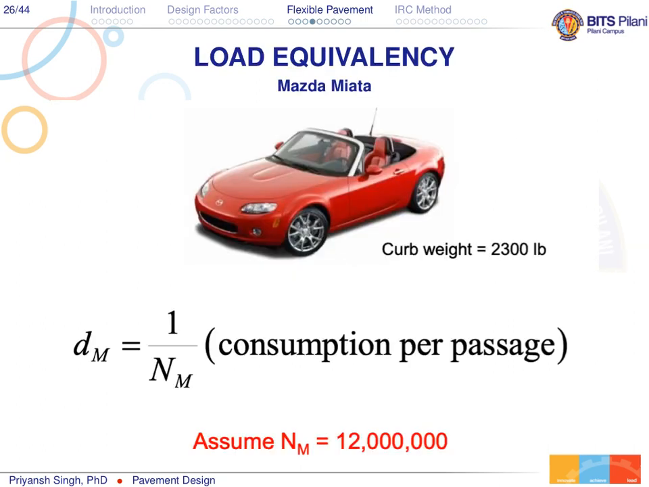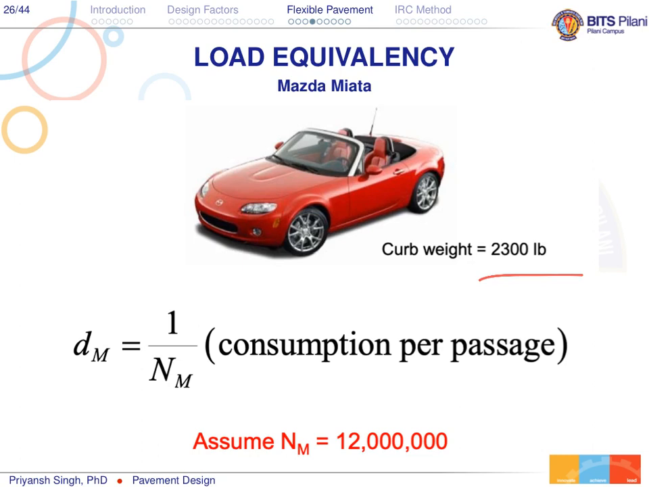Suppose I have a vehicle, Mazda Miata. This is essentially a car which has a curb weight of 2300 pounds, and it can make around 12 million passes on the road before its total failure. So the main information given to me is that the road can support only 12 million passes for this Mazda Miata whose curb weight is 2300 pounds.